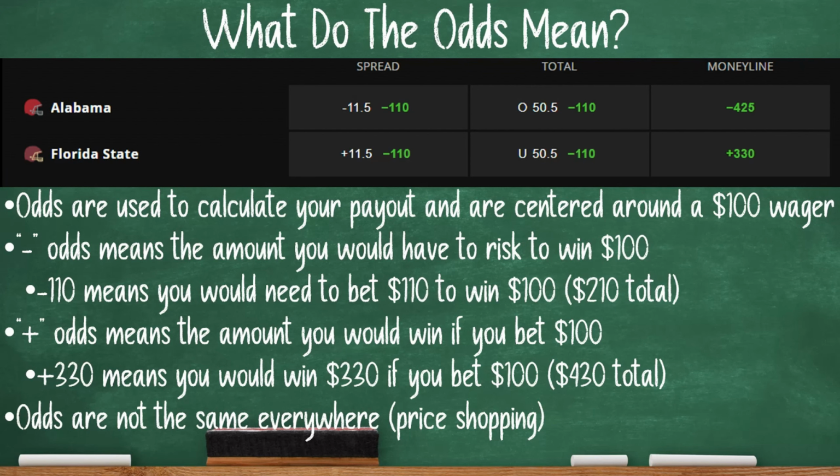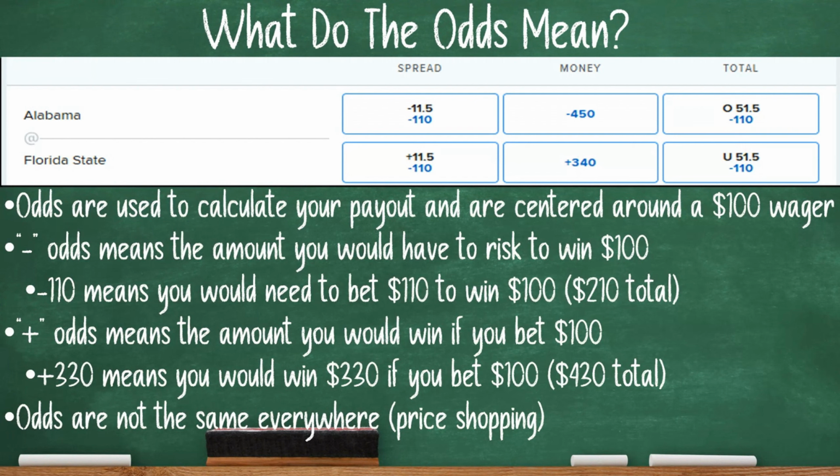You can see here that if you were an FSU backer, you can get them for plus 330 here on DraftKings, and the total is set at 50 and a half. But if you look at FanDuel, the total is set at 51 and a half. And look, if you want to back Florida State, they have it at plus 340, right? So you would win an extra $10 for every $100 you bet on Florida State. So if you're a Florida State backer, you should bet this game at FanDuel, not DraftKings.